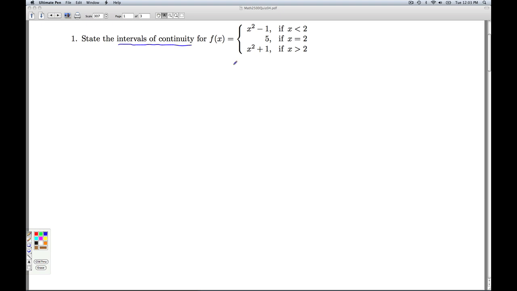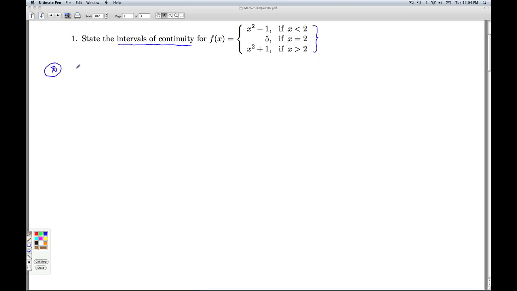So the first thing we do when we're given a piecewise function is we check each of the pieces. X squared minus 1, 5, and x squared plus 1 are all polynomials, so they're continuous everywhere. The only thing that could screw up then is at this point x equals 2, which is where we've broken the domain. So what does it mean for a function to be continuous at 2?